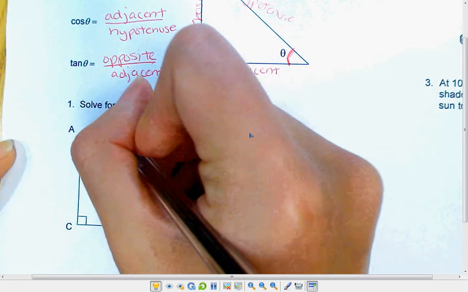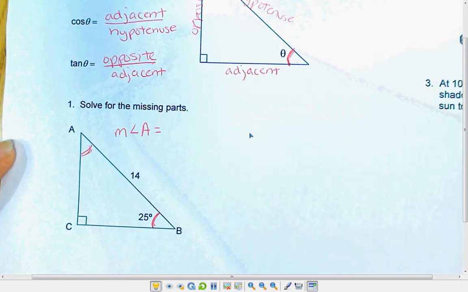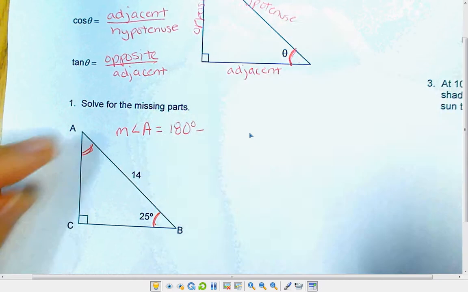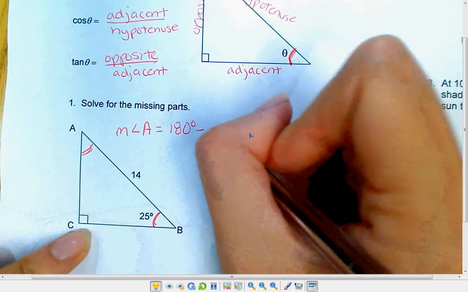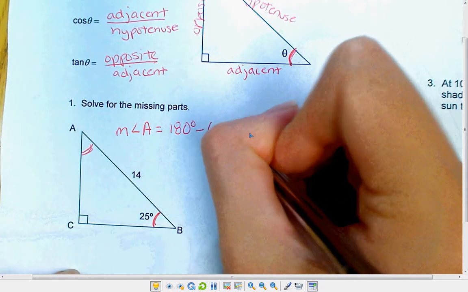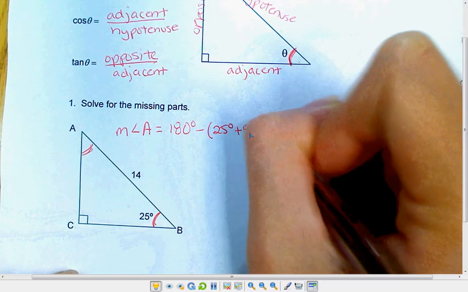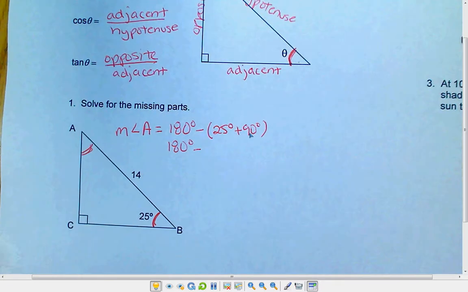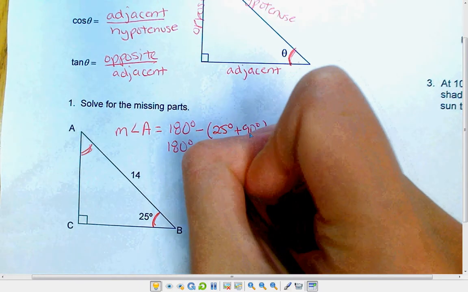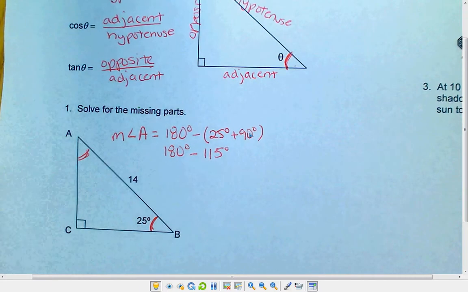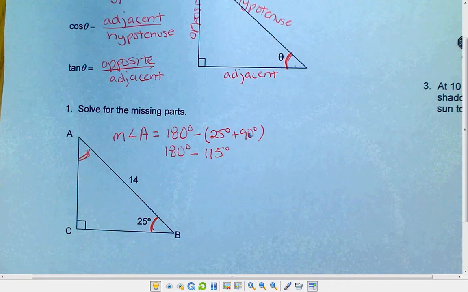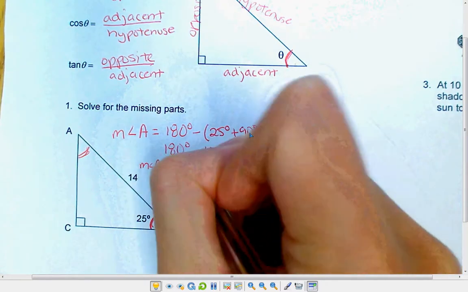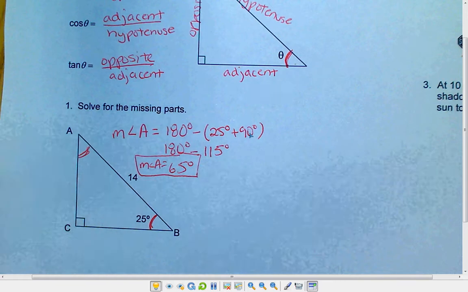So I know that the measure of angle A has to be 180 degrees minus these two angles, so this is 90 degrees and 25 degrees. So this is 90 plus 25 gives me 115. And 180 minus 115 gives me 65. So I know that the measure of angle A is 65 degrees. That's my first missing part.